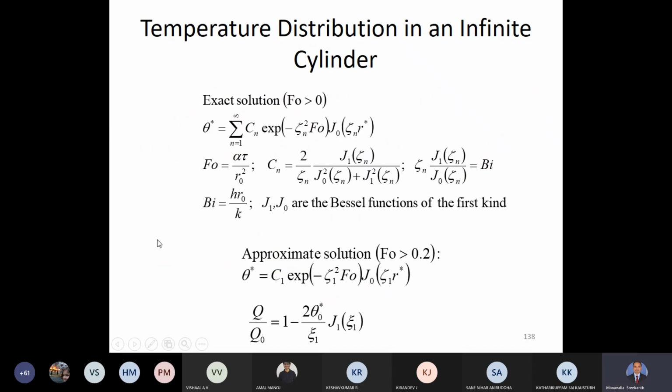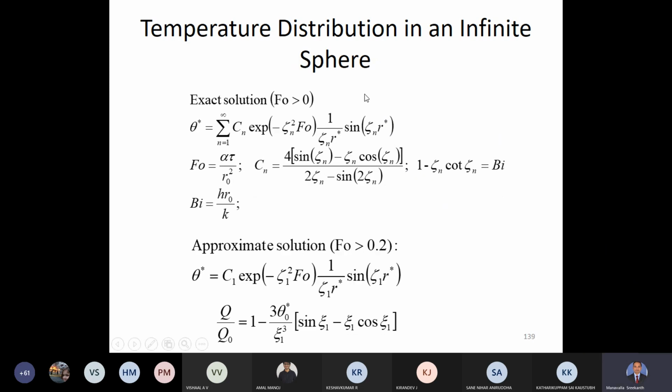Likewise, for the cylinder also, for Fourier greater than 2, you have the first term approximation. This is called the first term approximation. So here, instead of going for an infinite number of terms, you evaluate only the first term, and it is good to go. So that is sufficient, but it comes with a condition: Fourier is greater than 0.2. That means after a certain time only this is valid. Similarly, for sphere, you have the same type of equations. So the same kind of procedures are necessary to calculate. Again, there is also an approximate solution for Fourier greater than 0.2. So you have to evaluate this.